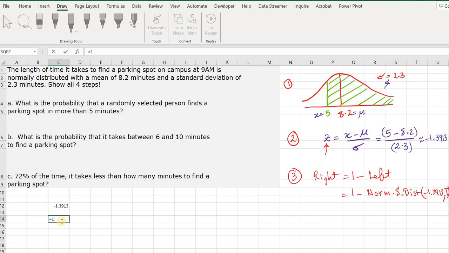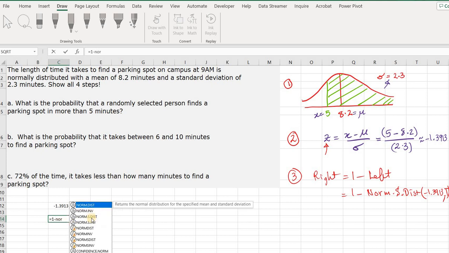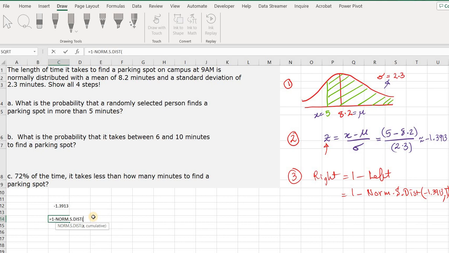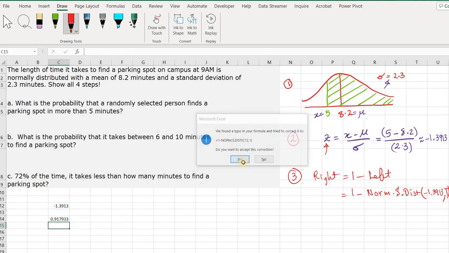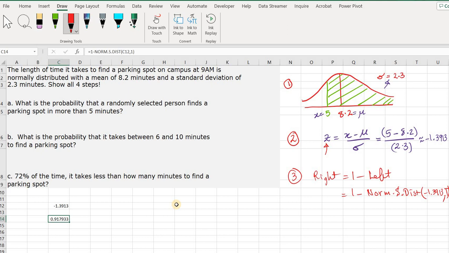This is equal to 1 minus norm.s.dist, because I would like to find the area. And then I will click on the z value, comma, true. You can type 1 there, or click on the word true, and then click enter. And that is the probability, or the area. I would like you also to round this to 4 decimals, which is going to be 0.9179.